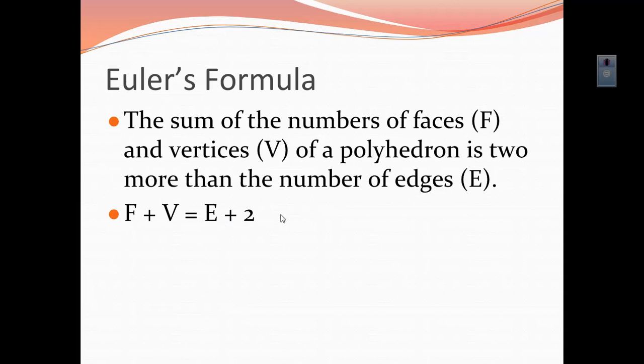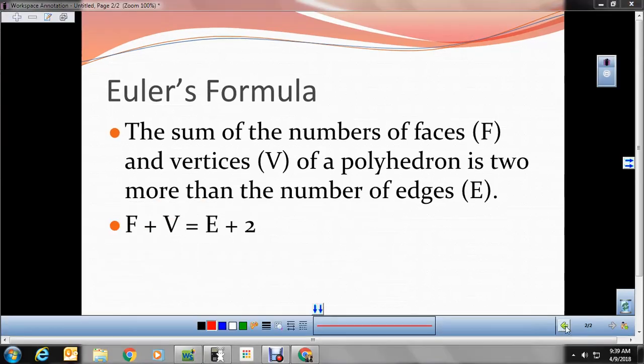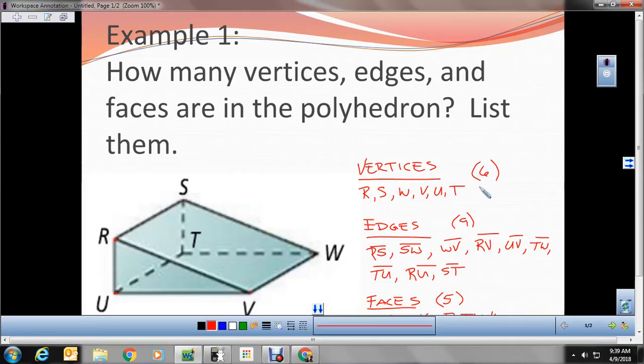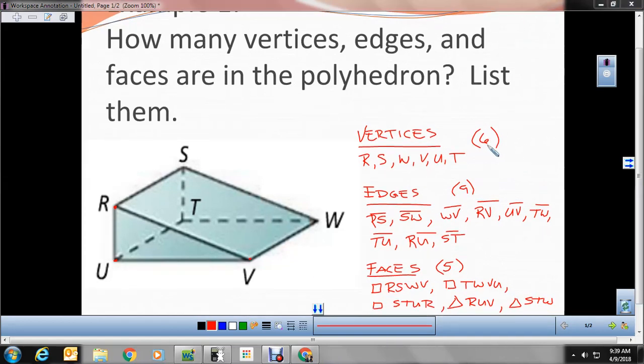And so for any one of our shapes, we can go back and look and see what we got. So if we go back to our last one we looked at, we have 6 vertices, 9 edges, and 5 faces.